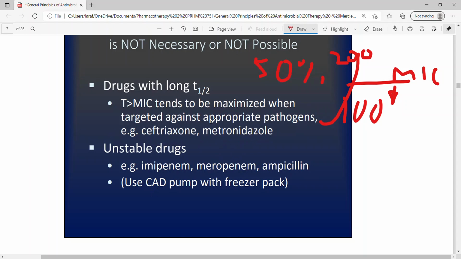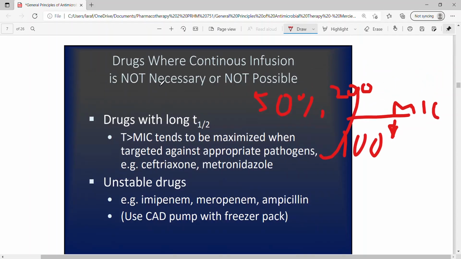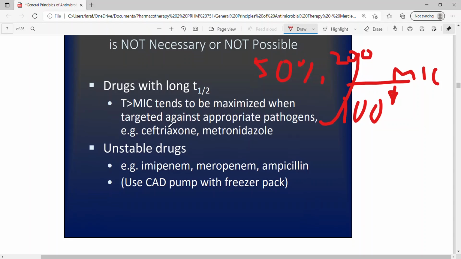But sometimes it can't be done because it's not possible, or it's not very efficient to do it that way. I just want to make sure everybody knows what this is: the time that it takes for a medication to drop by 50% from a concentration down to half, basically. How long does it take?